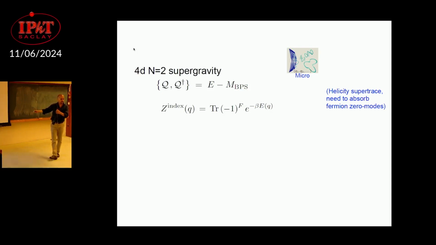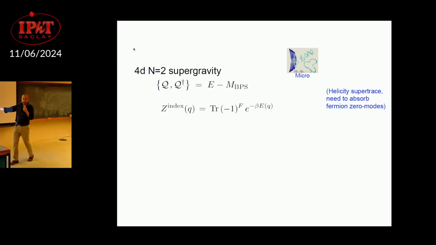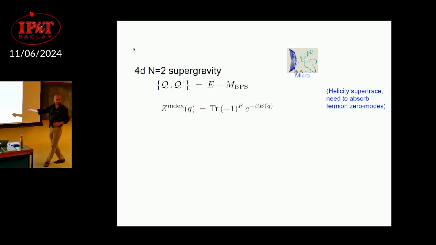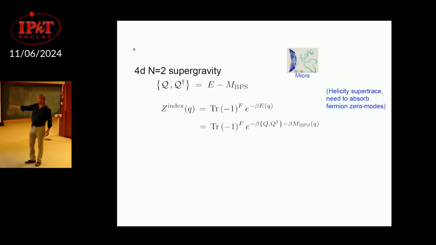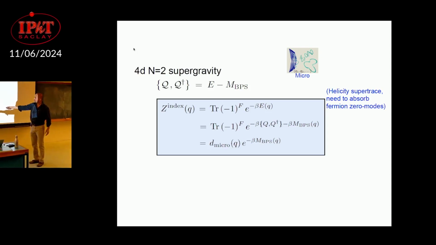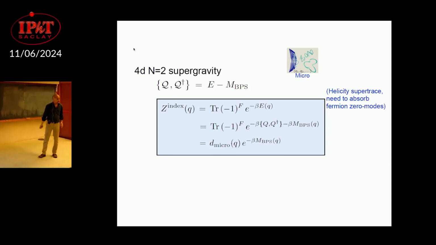Another comment to make is that in other contexts, like in asymptotically AdS spaces where you have a superconformal index, you actually don't even have those zero modes, because the representation theory is different. So essentially we are always studying indices of this type, so I'll go ahead with this. Now let's unpack this. E is {Q, Q̄} plus M_BPS, and you see that this part of the index is exactly like the Witten index, and this is just some fixed function, beta times M_BPS. So I can rewrite the whole thing as some index called d_micro times e^(-beta M_BPS). So the whole thing is completely fixed by the charges.